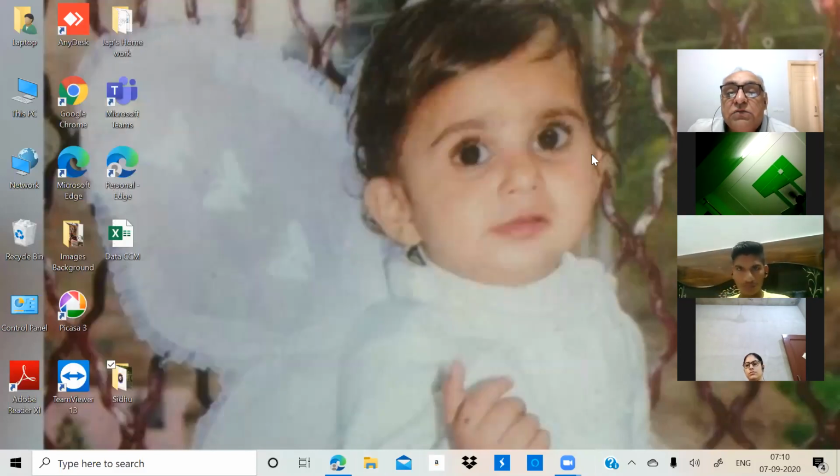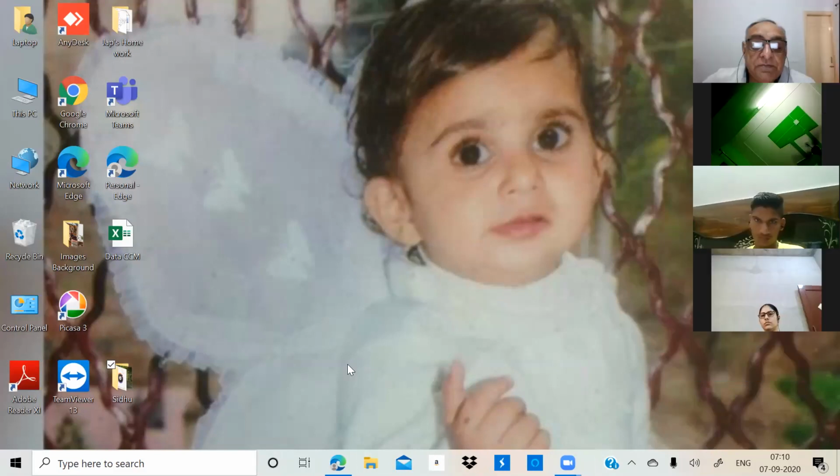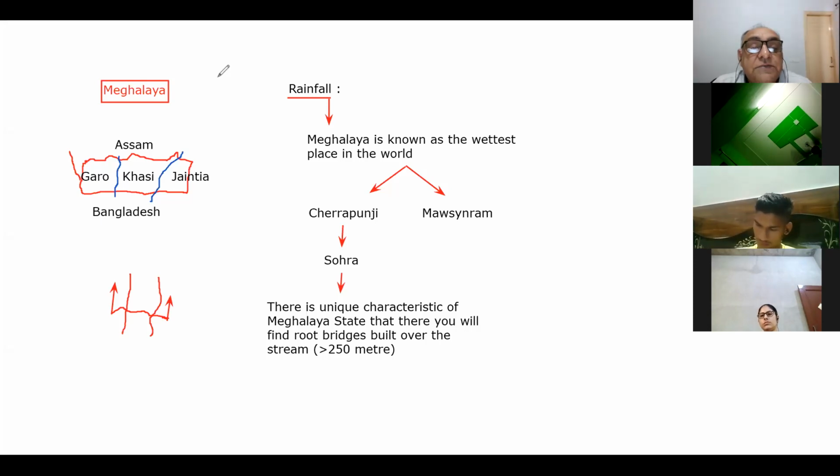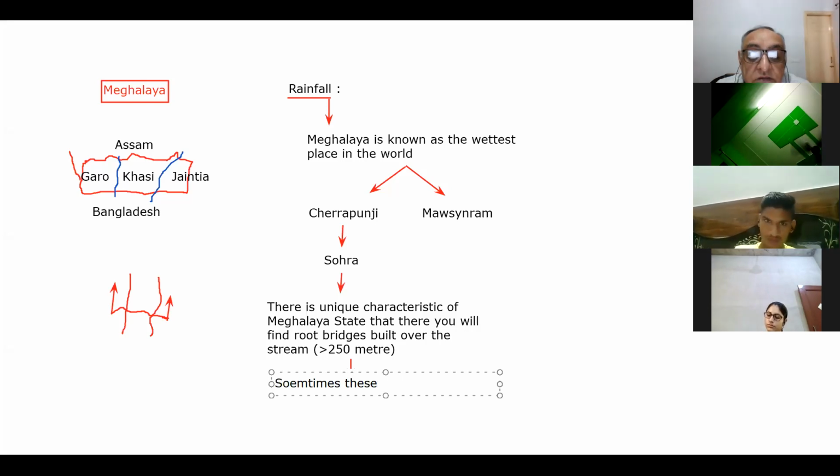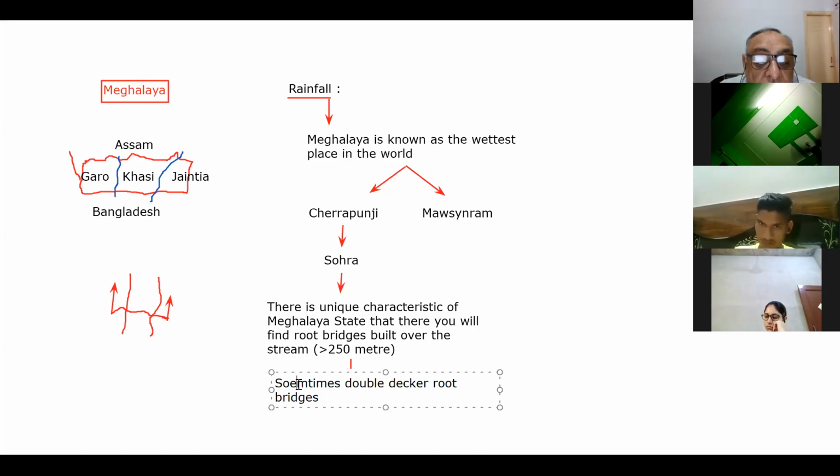So now let us move on to our professional work again. These root bridges, sometimes double decker root bridges are also formed near Cherrapunji. You can find the double decker root bridges also.